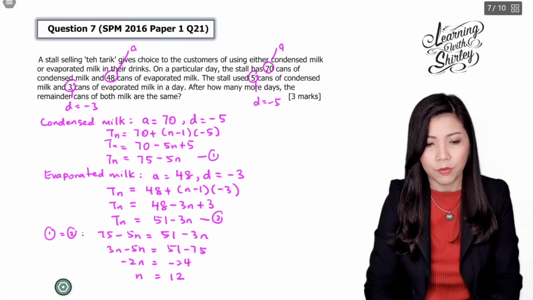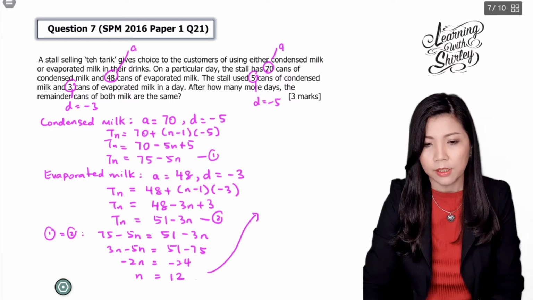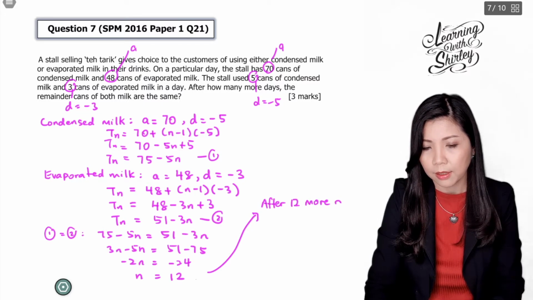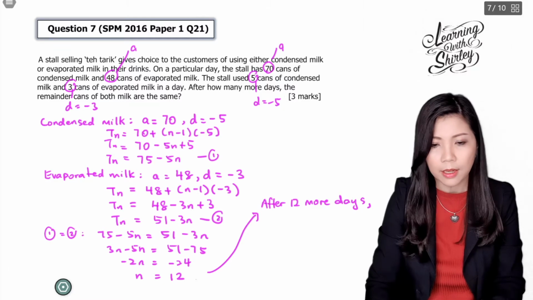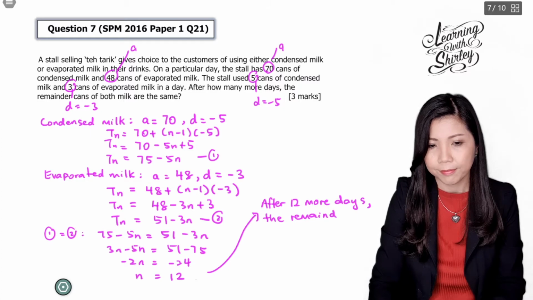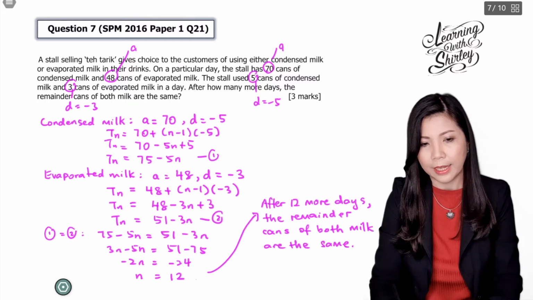Okay, so I'm going to write a statement here. After 12 more days, the remainder cans of both milk are the same. So that is the final answer.